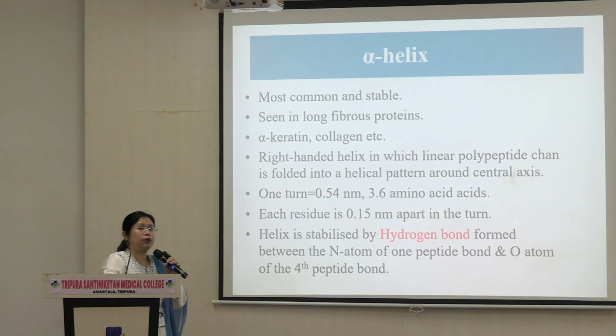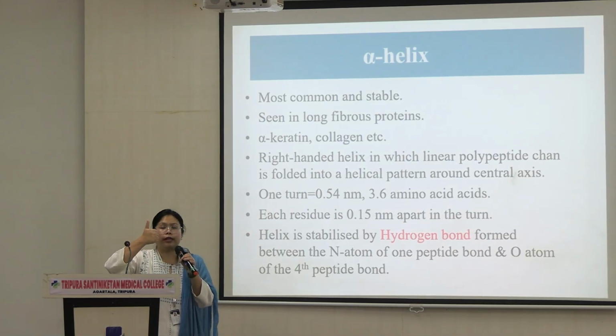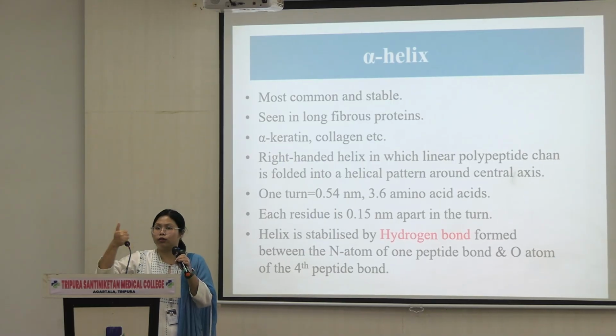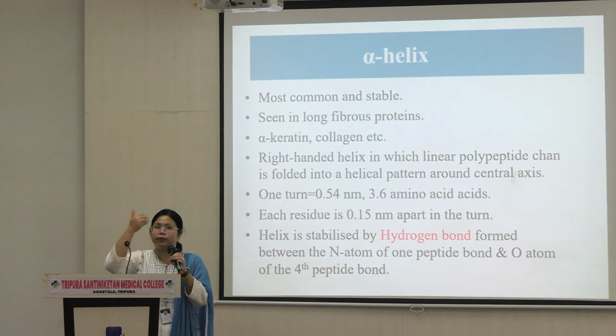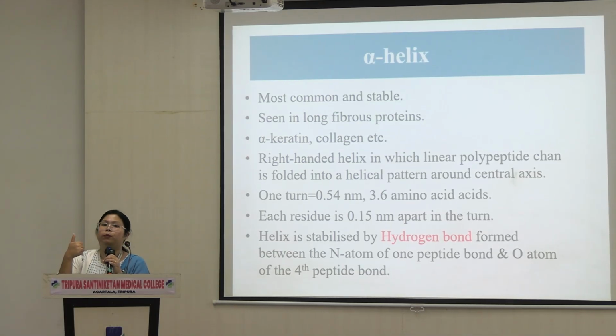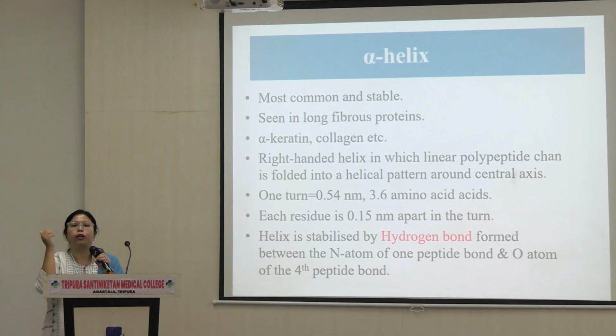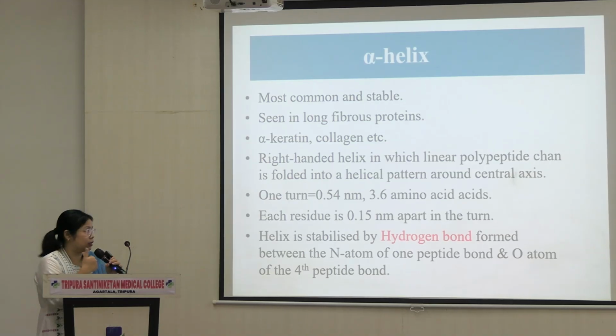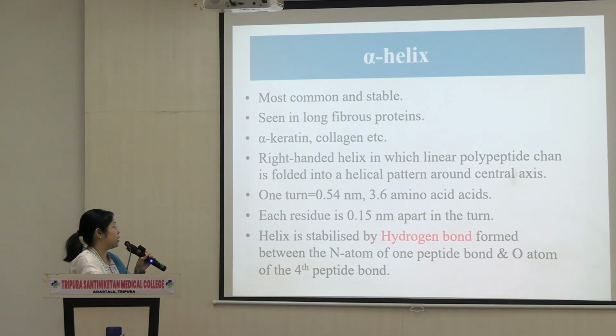So right-handed will be, if you put your thumb over here like this and the coiling of your fingers, this will be your right, not towards like this. Towards like this will be the direction of the coiling of the polypeptide chain. So this is how a right-handed helix looks like.